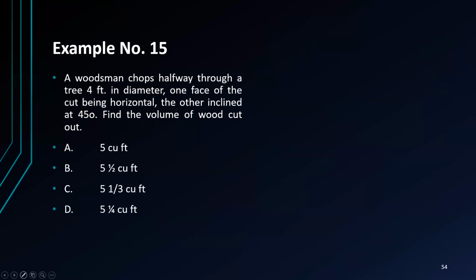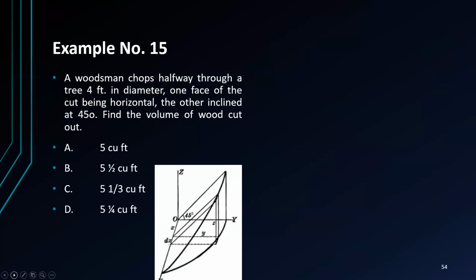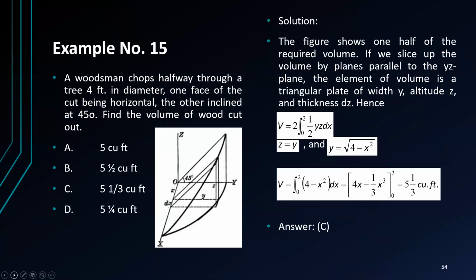Example number 15. Okay. A woodsman chopped halfway through a tree 4 feet in diameter, one face of the cut being horizontal, this one at the bottom, and the other inclined 45 degrees. Find the volume of wood cut out.